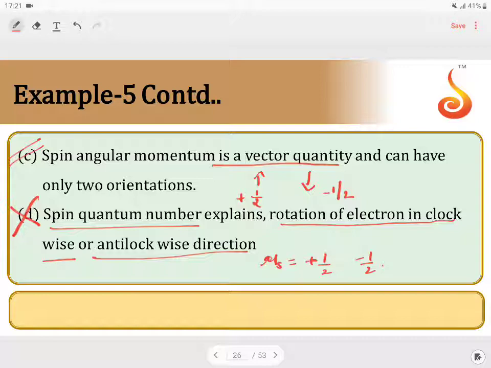How does the electron spin around its own axis? Only that motion it's going to define. It is not about the rotation of electron in clockwise and anti-clockwise direction. Therefore, the correct statements are A, B and C.